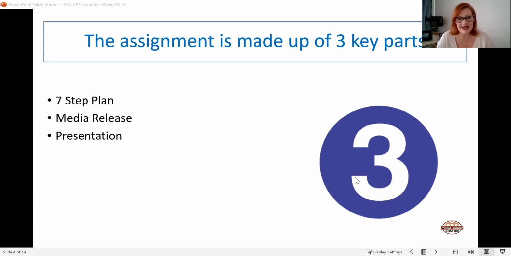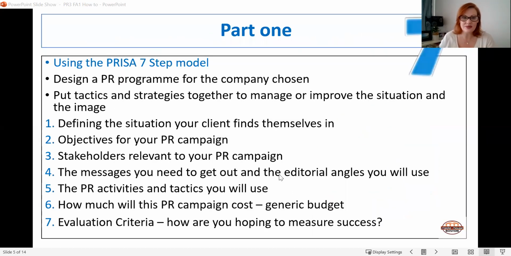And the marks allocated to all of that are important. So don't leave any of the sections out. Make sure you do all of them. Right, so using the PRISA 7-step plan, design a PR program for the company that you've chosen.